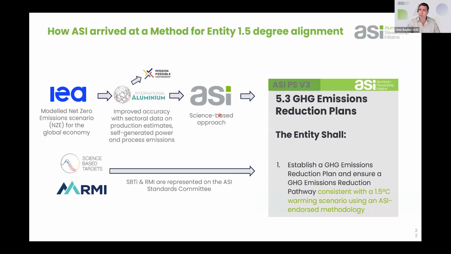Our tool is based on a sectoral data set developed by the International Aluminium Institute along with Mission Possible Partnership. In fact, the scoping that we use is the same as the IAI's carbon footprint guidance. So do take a look at their material. It's also linked from our guidance. That's the place to go to understand full scope, especially for primary.